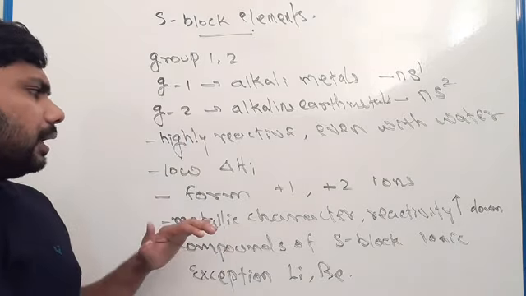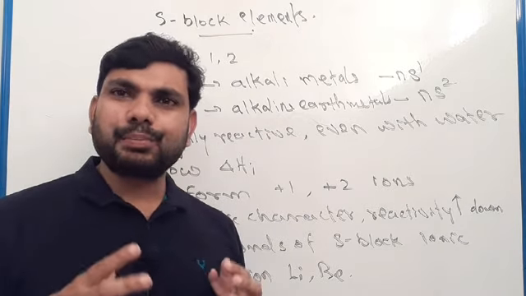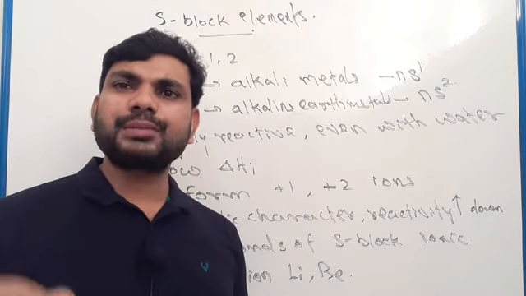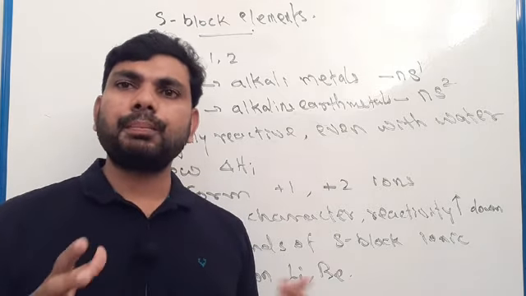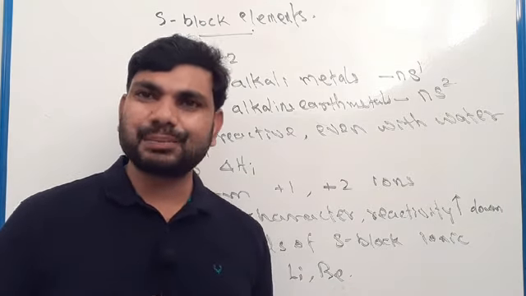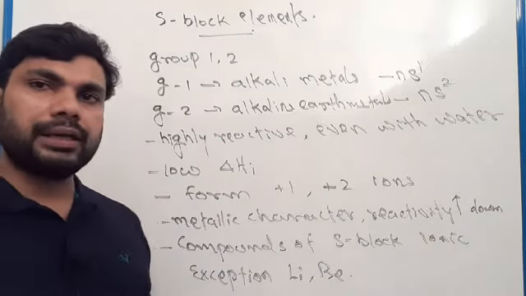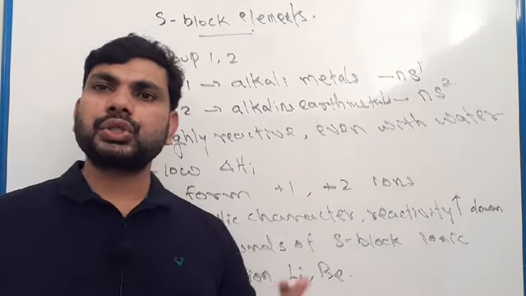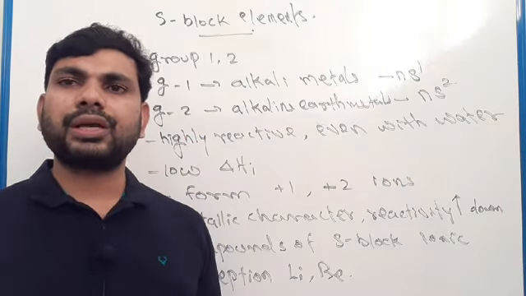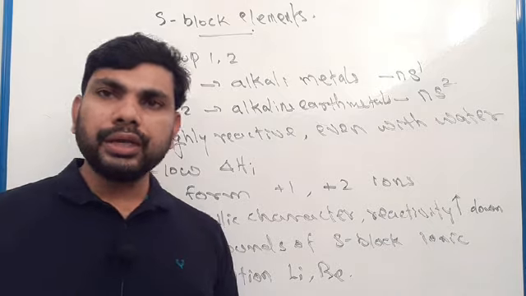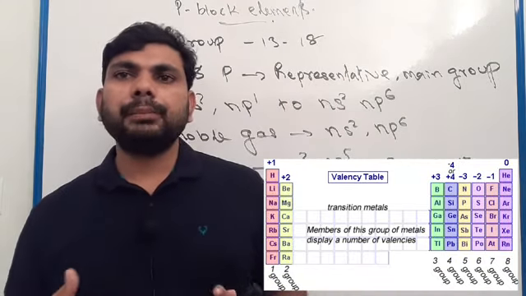So here, group 1 and group 2 together, S block elements, the compounds of S block elements are generally of ionic character, except lithium and beryllium. Lithium and beryllium also show covalent character. So other compounds of S block elements are ionic in character. Clear? Okay, next one we have to discuss here is P block elements.